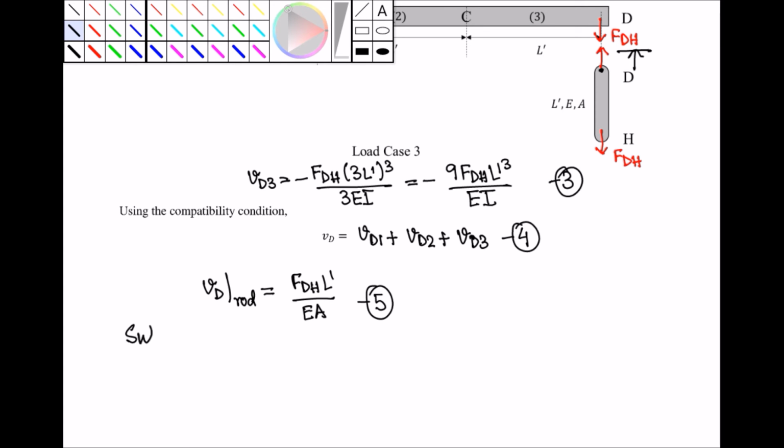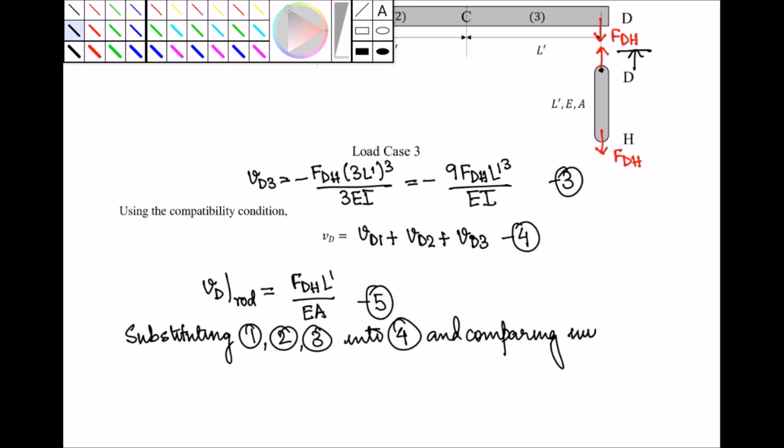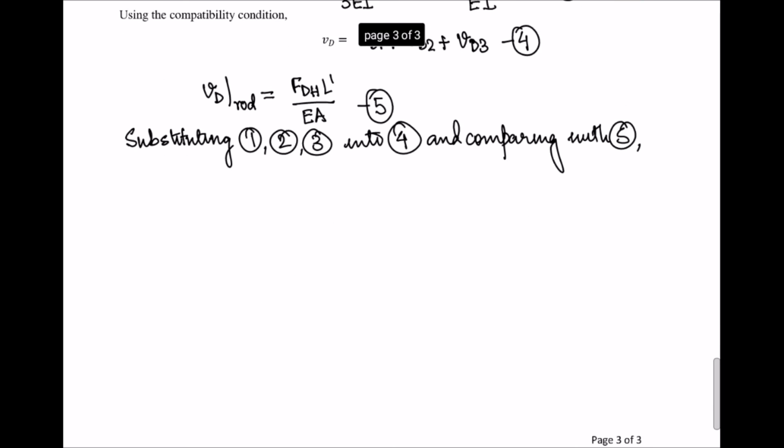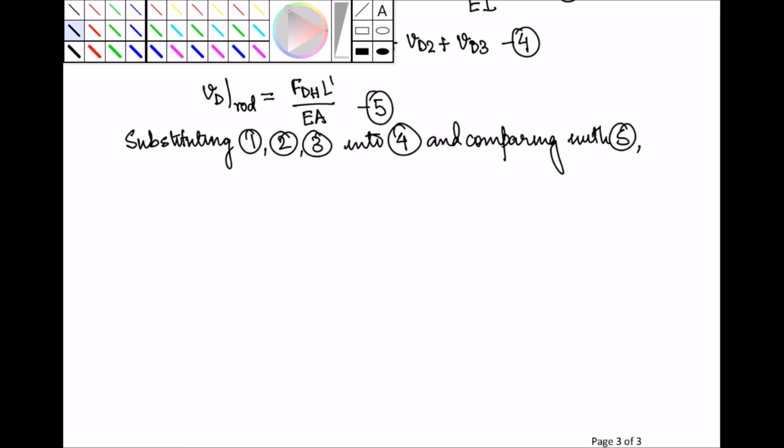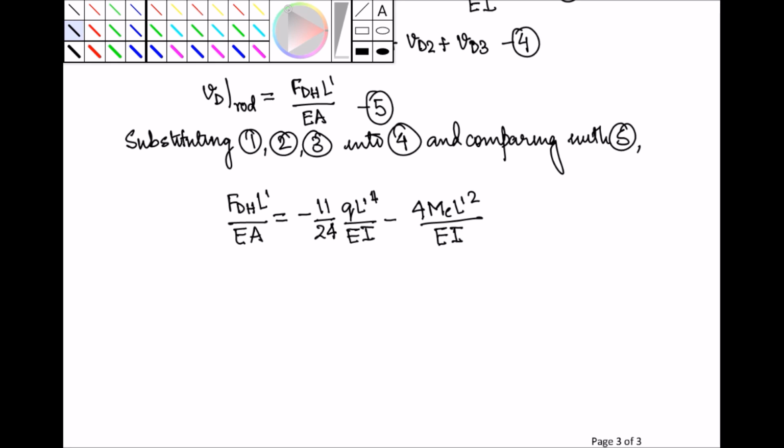So substituting 1, 2 and 3 into equation 4 and comparing it with 5, we will have FTH times L prime divided by EA, which comes from equation 5, being equal to minus 11 over 24 QL prime to the power 4 divided by EI, which comes from equation 1, minus 4 MC times L prime squared divided by EI, coming in from equation 2, and minus 9 FTH L prime cube divided by EI, which comes in from equation 3.